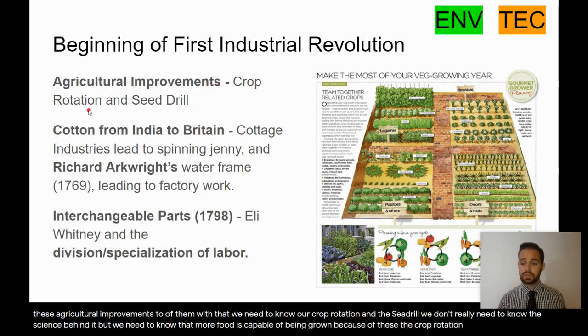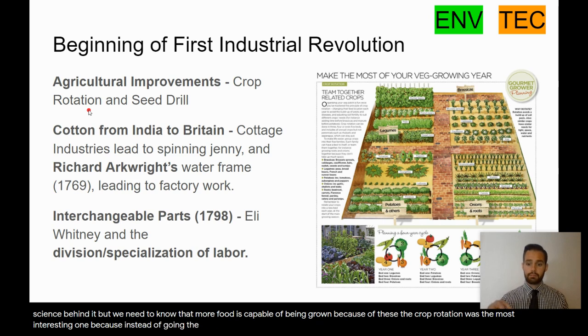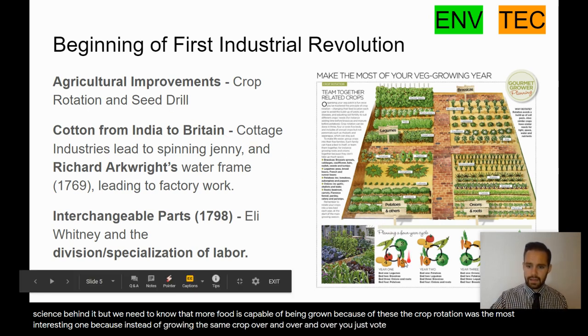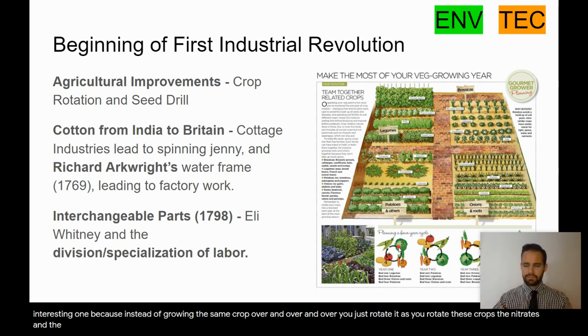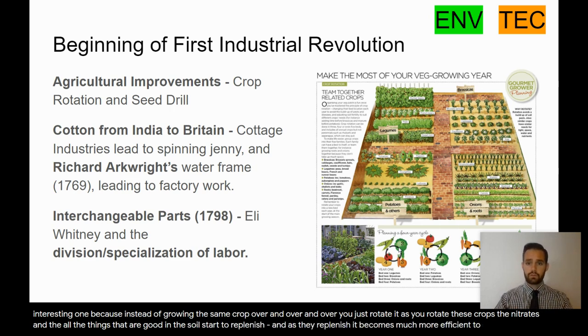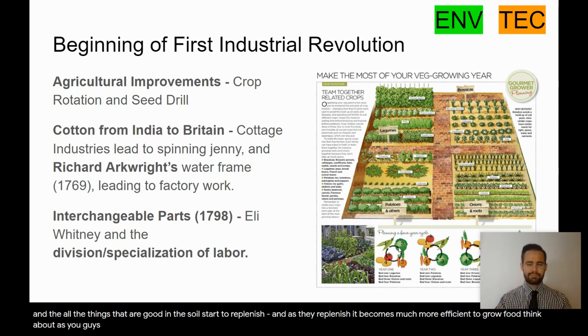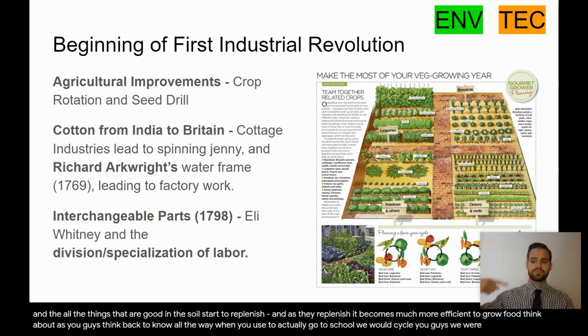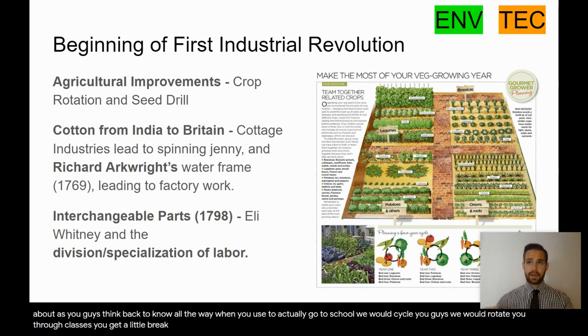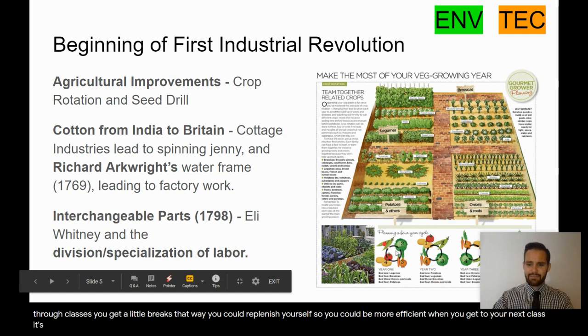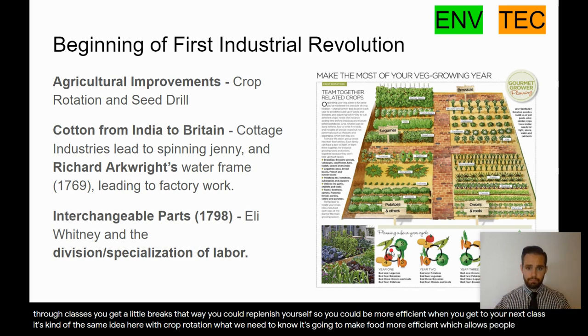Crop rotation was the most interesting one, because instead of growing the same crop over and over and over, you just rotate it. As you rotate these crops, the nitrates and all the things that are good in the soil start to replenish. And as they replenish, it becomes much more efficient to grow food. Think back, all the way to when you used to actually go to school. We would rotate you through classes. You get little breaks. That way you could replenish yourself so you could be more efficient when you get to your next class. It's kind of the same idea here with crop rotation. What we need to know is it's going to make food more efficient, which allows people to move into the cities.